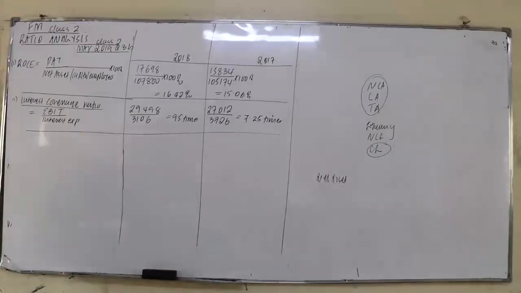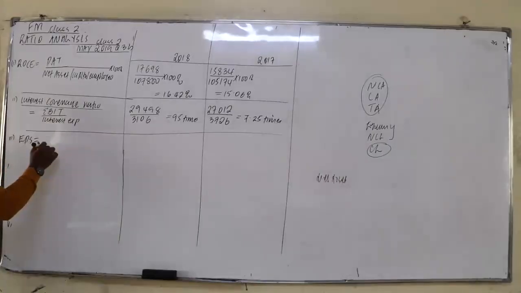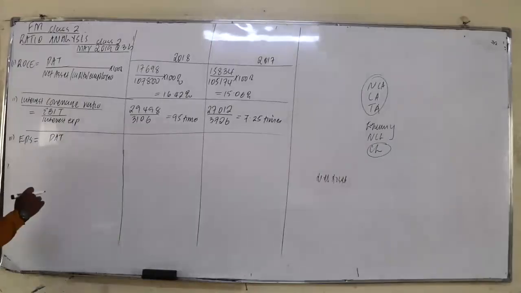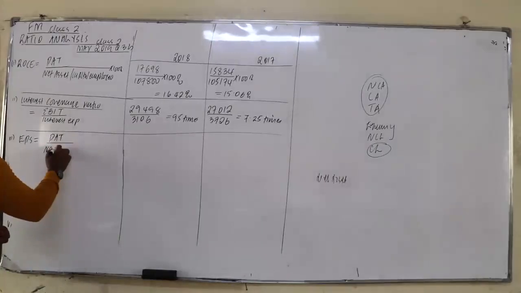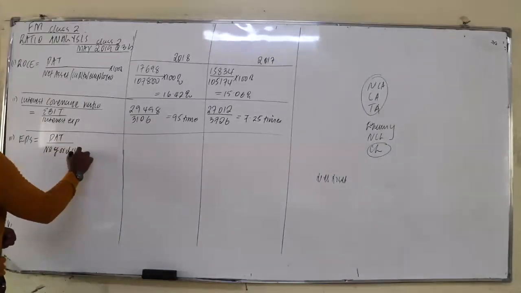Number three, we have to determine what? The earnings per share. How do you get the earnings per share? So for earnings per share, you take the total profit after tax, you pay any preference dividend in case there is any, then you divide it by the number of ordinary shares.